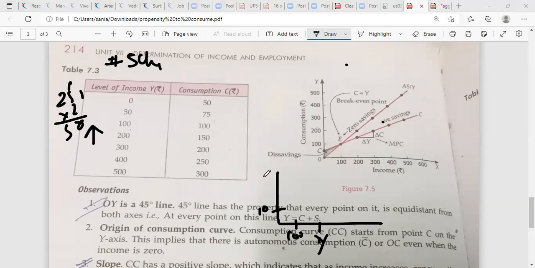Mark it with pencil. It is very important to mark it with pencil, and do it exactly. For example, it is like 100, 200. For 0 income, consumption was 50, so for 0, it will be here at 50. Then for 50 income, it will lie here at 75. So somewhere like this. You have to mark it according to the scale and in pencil. Take your time, take 5 minutes, but draw a neat diagram, because if you draw a neat diagram, then only you will see the difference.